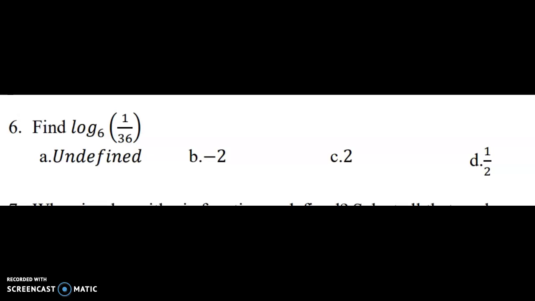Question 6. Find log with base 6 of 1 over 36. Okay, so we're trying to find what this is equal to. And since we don't know what it's equal to, I'm just going to label that as x. Okay, so now we're going to change this from logs to an exponential function.